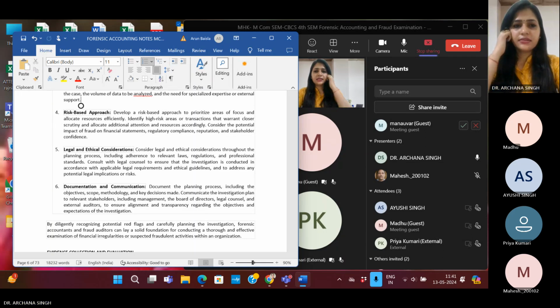Legal and ethical consideration: throughout the planning process, the auditor has to consider the legal and ethical considerations, which are according to relevant laws, regulations, and professional standards.